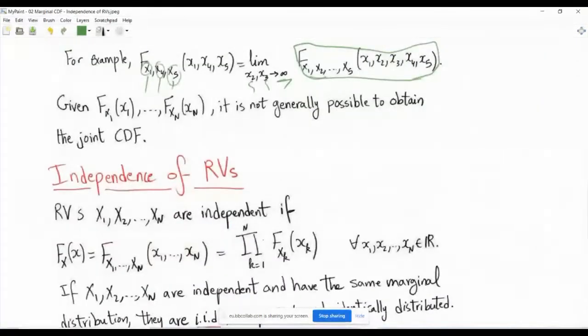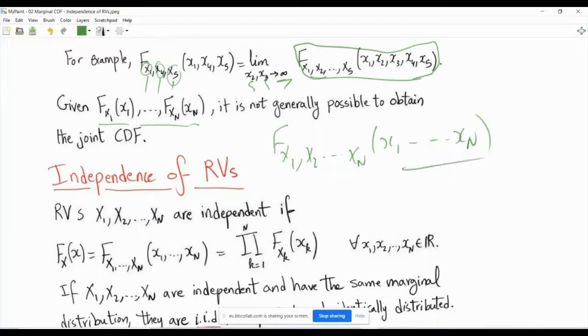So this will be my next topic. If you know each one of those guys, okay, can you say something about this thing? And again, this is generally speaking infeasible. Those guys do not carry enough information to construct the joint CDF, except when you have independence. And so what is independence?